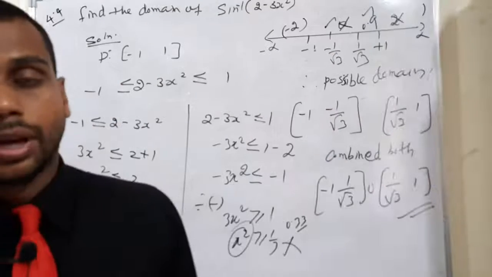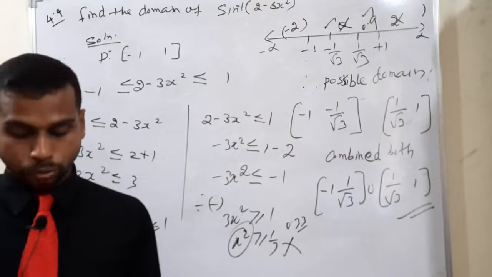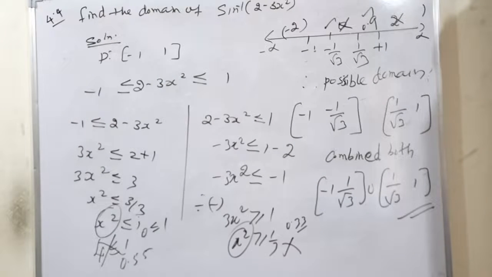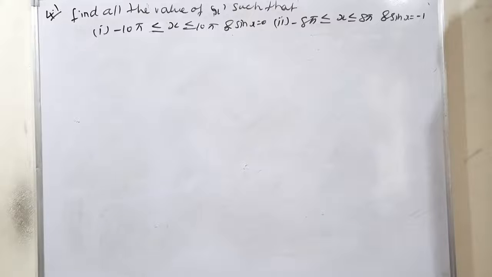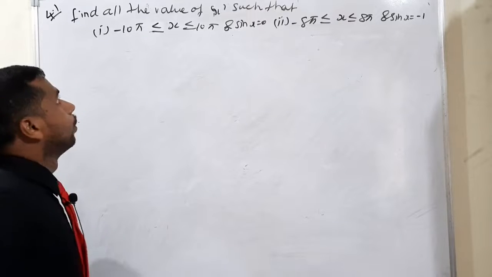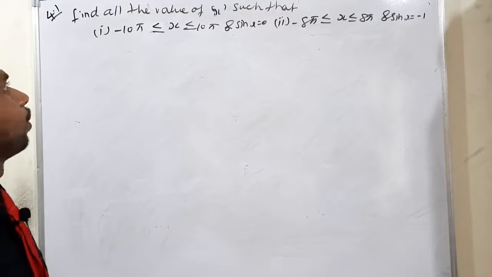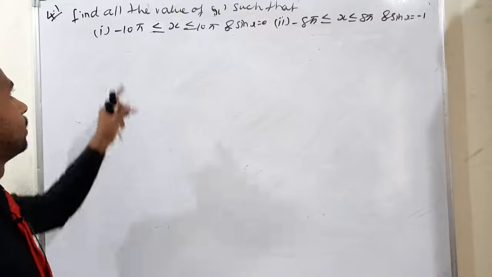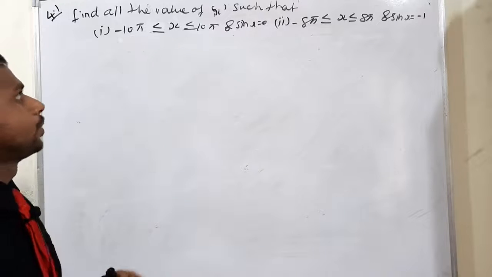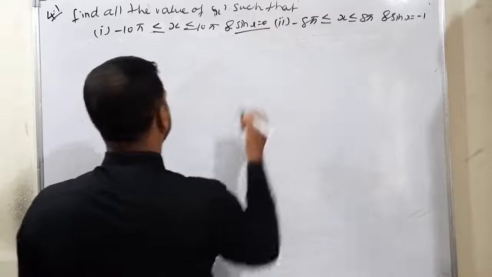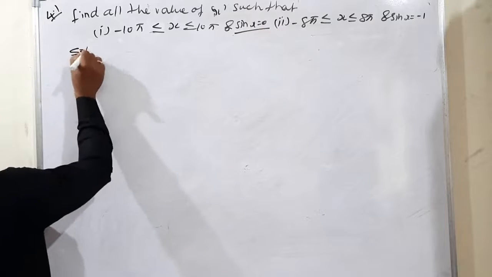Okay, I will continue the exercise 4.1. Moving to exercise 4.1, question number 1, given two subdivisions. Find all the values of x such that, first one, minus 10 pi to positive 10 pi, when sin x is equal to 0. Solution.